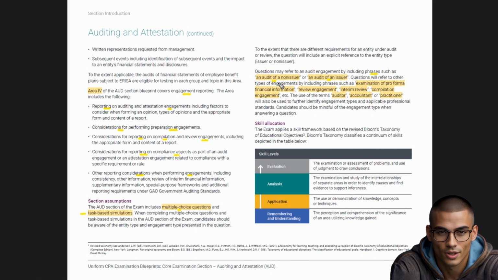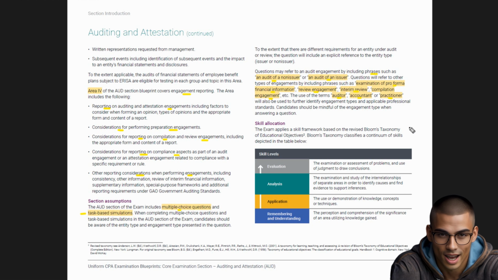Questions will refer to other types of engagements by including phrases such as the examination of pro forma financial information, review engagements, interim review, compilation engagements, and also the use of terms such as auditor, accountant, and practitioner. These various terms can change the question depending on which of these terms is used within that question. So make sure you understand the differentiation between each of these types of terms before going into your exam.